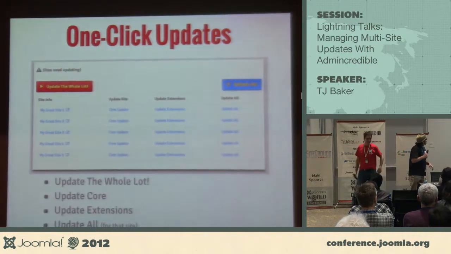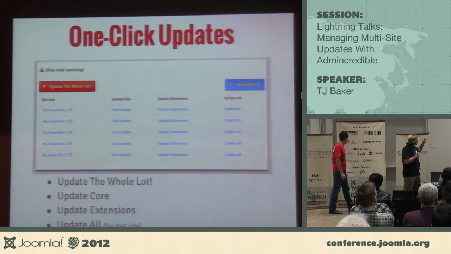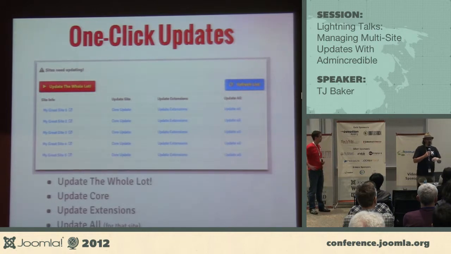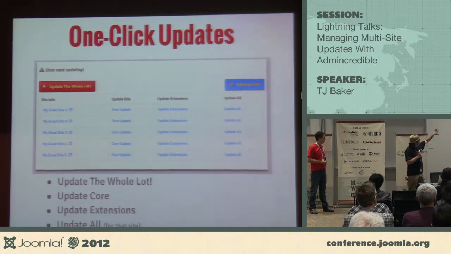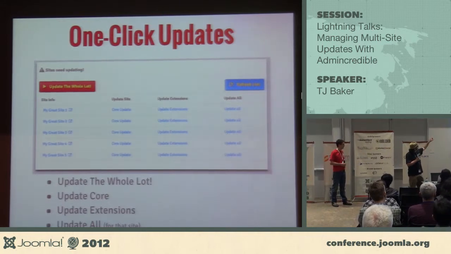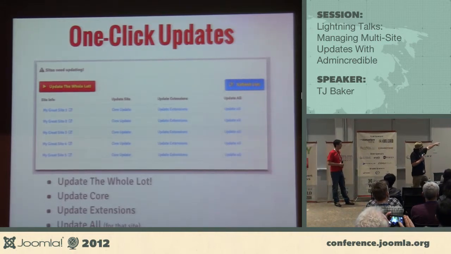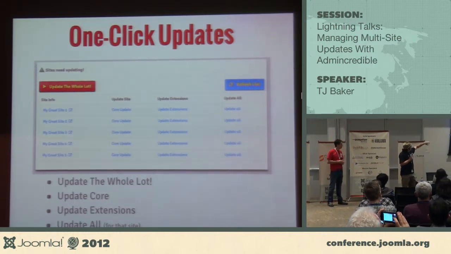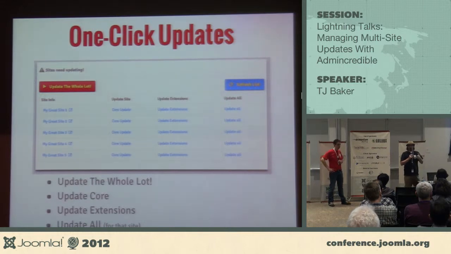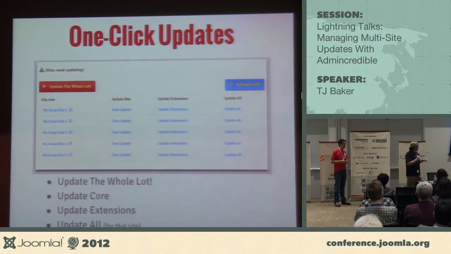So there's one thing that we did: provide a few different ways to manage the updates of your site. The main way is through the dashboard. When you first log in, this is a look at what you see. This has 5 sites added. There's a few different ways from the dashboard to update your sites. The red button, update the whole lot, will update every site with the click of that one button: Joomla Core plus any extensions that work with Joomla's automatic update engine.